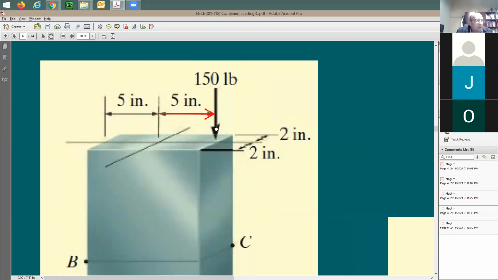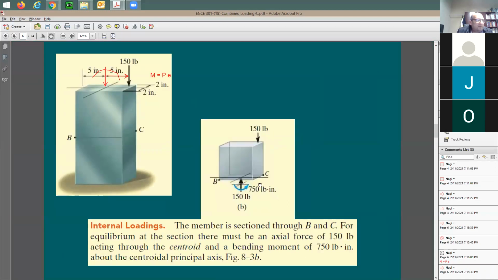Therefore, this force here, I can move it to the center and add some moment to it. So I'm going to say, here's the moment that I'm going to be adding to it. And the moment is going to have compression in this side. And how much is this moment? It's going to be equal to the force times the eccentricity. So I'm going to say moment equals P times eccentricity E. We call this E, eccentricity of 5 inches. This is true. You see the moment, it says 750 plus an axial force. So it makes sense.